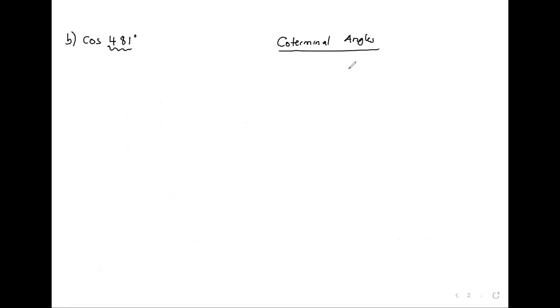What are coterminal angles? Coterminal angles are the angles that share the same starting point and the same end point. That's how they are defined. We say two angles are coterminal because they share the terminal points. They share the starting point and the ending point.